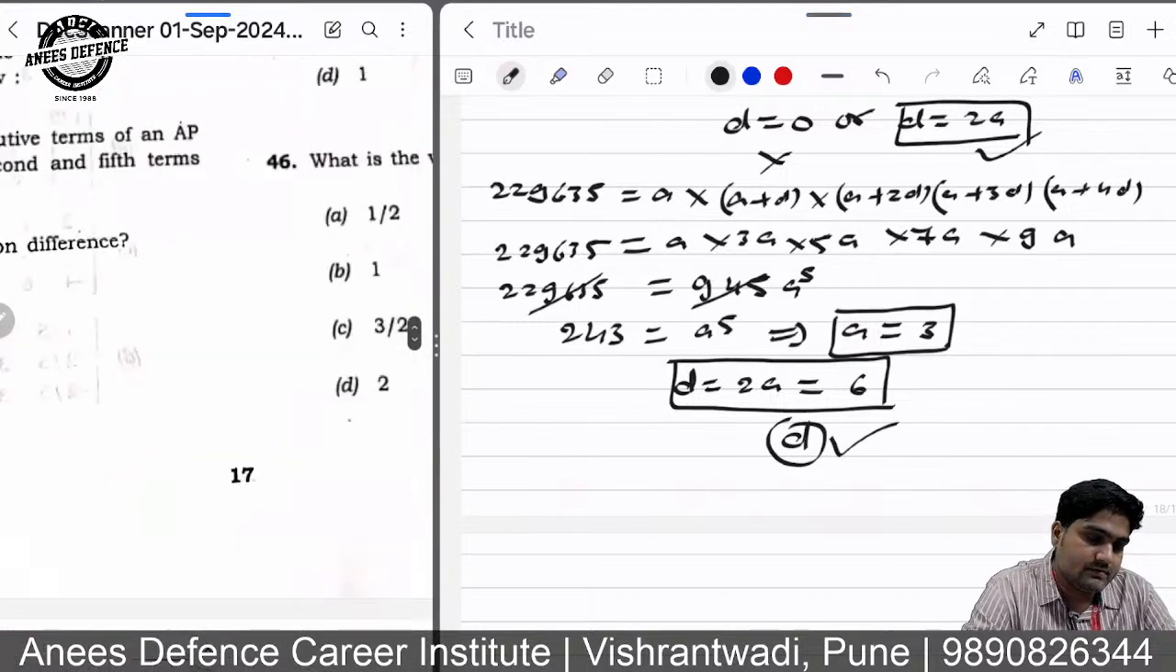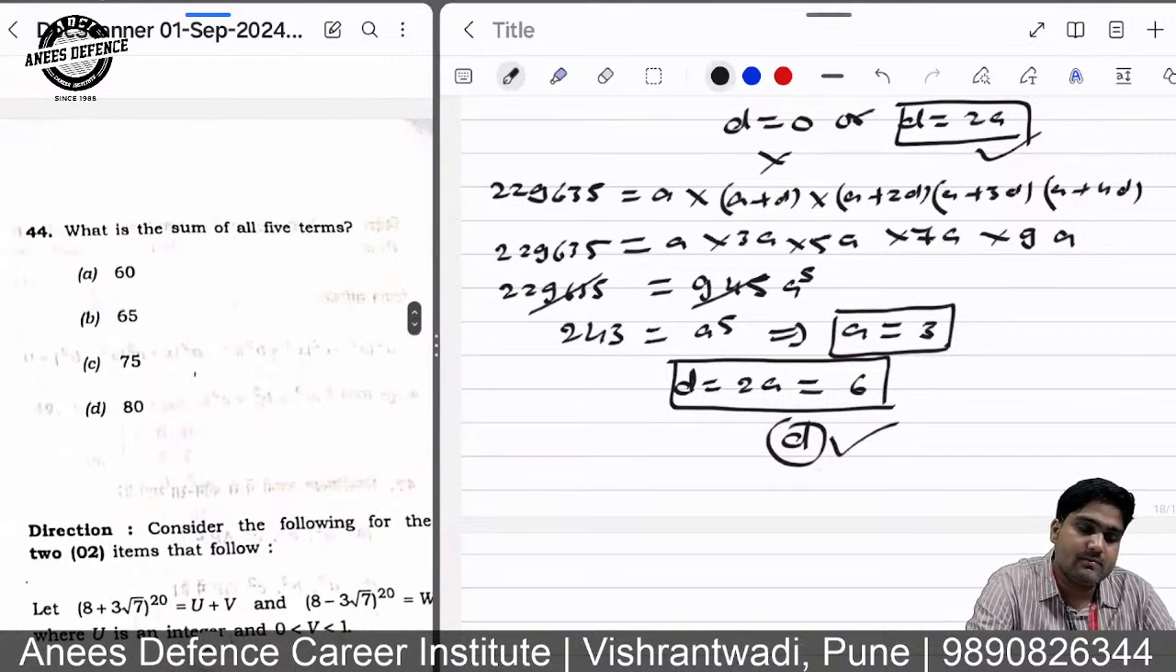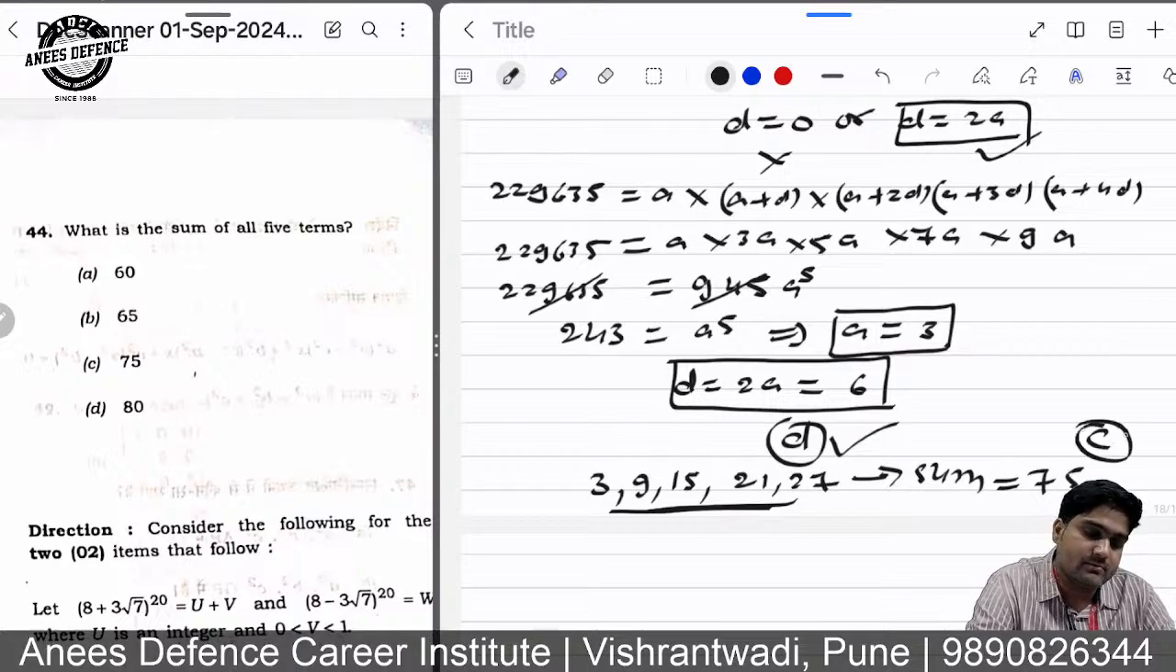Now the second part: sum of all 5 terms. Here the first term is 3 and the common difference is 6. So the second term is 6 plus 3 is 9, 9 plus 6 is 15, 21, 27. And the sum of all these terms, 27 plus 21 plus 15 plus 9 plus 3, is 75. So option C is correct for question number 44.